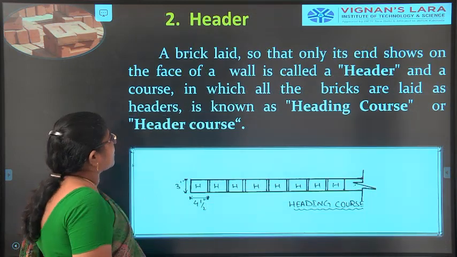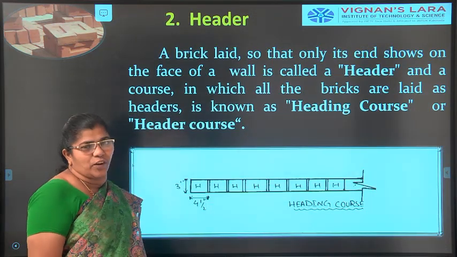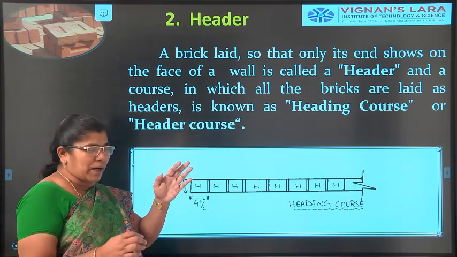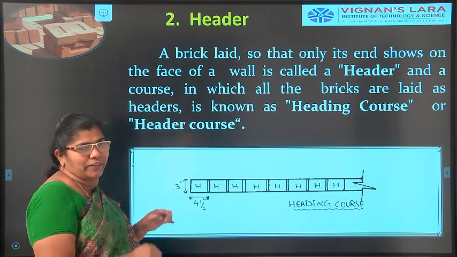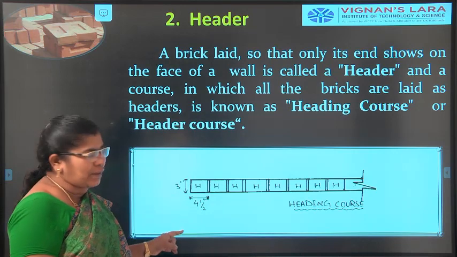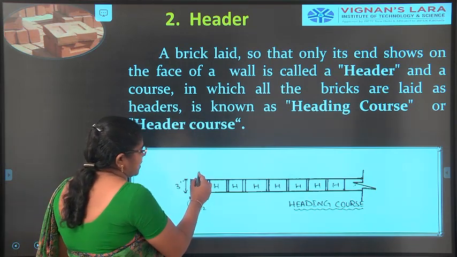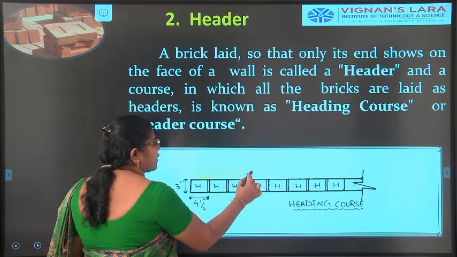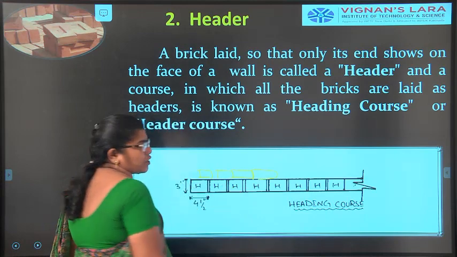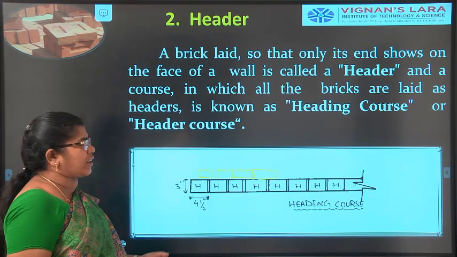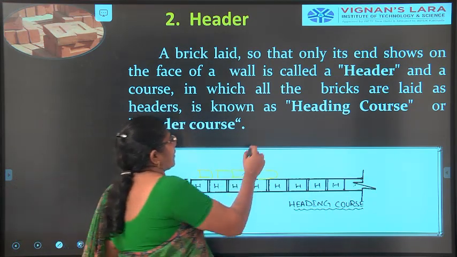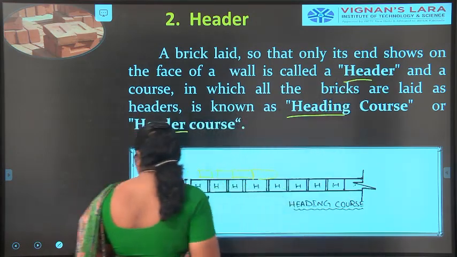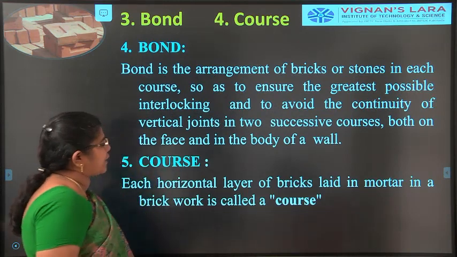The next one is the header. I told you what a header is. A header is the smaller facing part of the brick. Similarly, this is the header, and if I am going to have this heading like this always, we call it the header course. Like that of a stretcher, this is called a header course, and the part that is here, we call it a header.